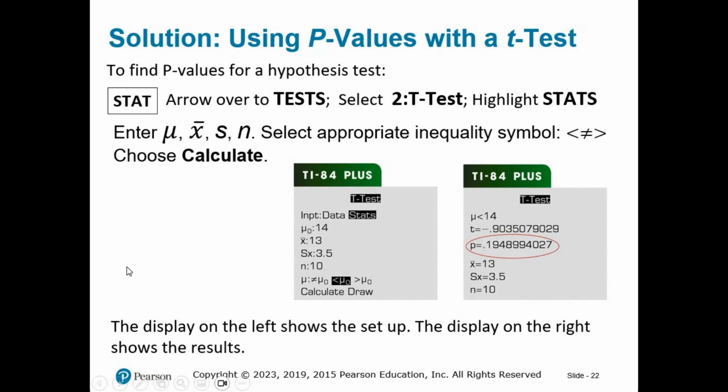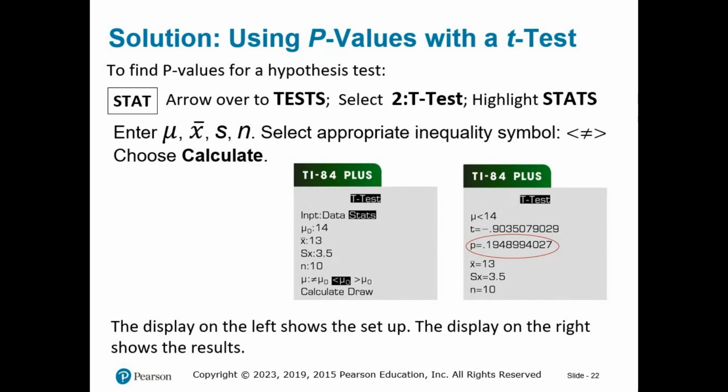To find p-values for a hypothesis test, do the following. Press the Stat button, arrow over to Tests menu, then select the number 2 option, t-test. Then you want to highlight Stats. It may already be highlighted, or you may need to arrow over to highlight it. Then you need to enter the values for the following: population mean or mu, sample mean or x-bar, sample standard deviation or s, and sample size or n. After that, select the appropriate inequality symbol to go with your alternative hypothesis, then choose Calculate.